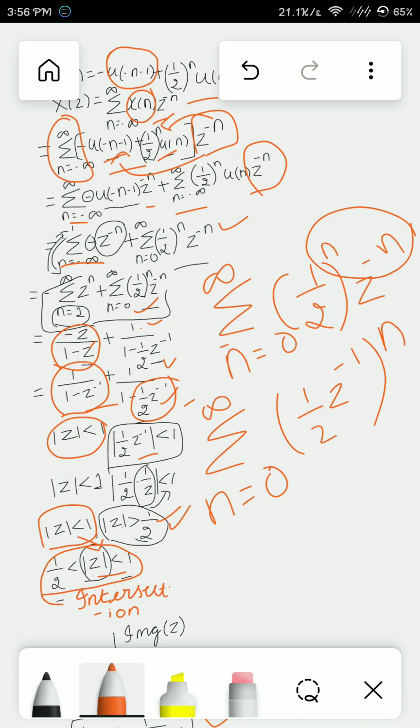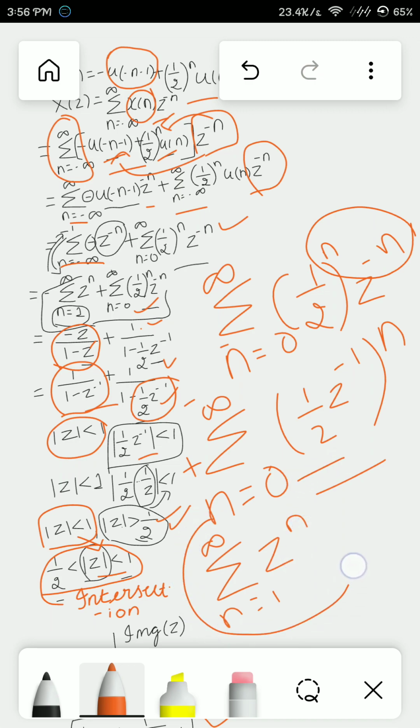So in this one, if you take n outside, you're going to get it like this, and along with that you have to add this particular term: the summation from n equals 1 to infinity of z to the power of n. First you need to write this one, and then you are going to add this one, right?